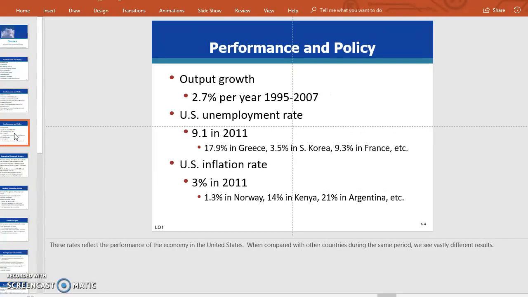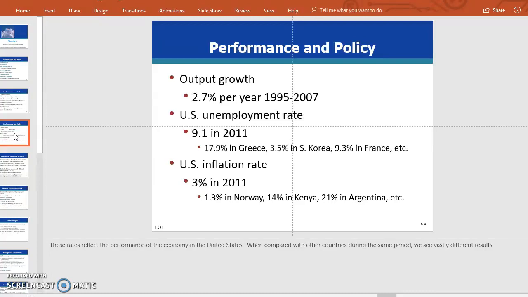So this is about the US. For the US, output growth on average was 2.7% per year between 1995 and 2007. The Great Recession started in the middle of 2007. Before that time, the annual average growth rate of US GDP was quite good, 2.7%. Given the size of the US economy, this growth rate is very remarkable, right?